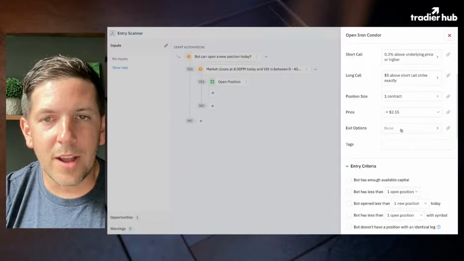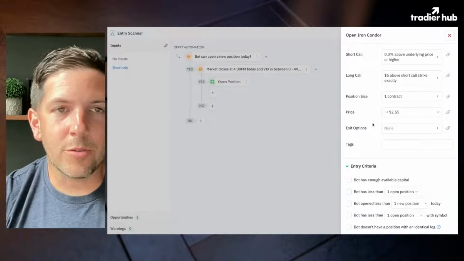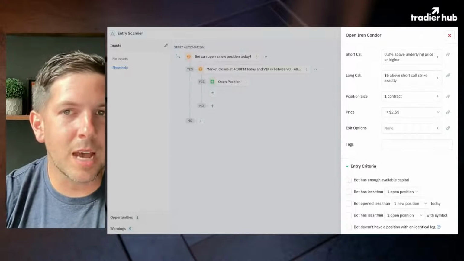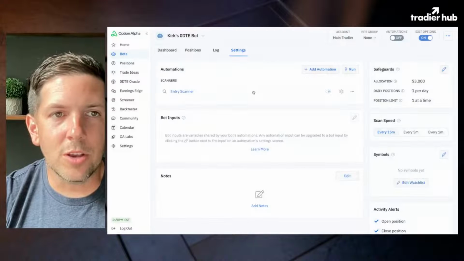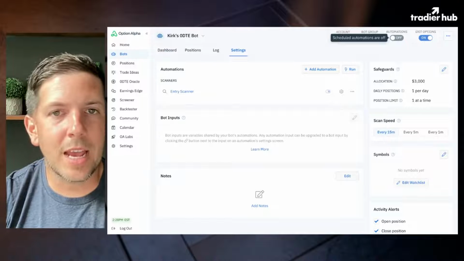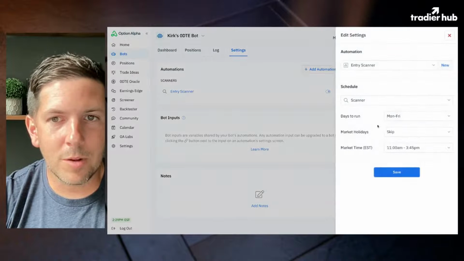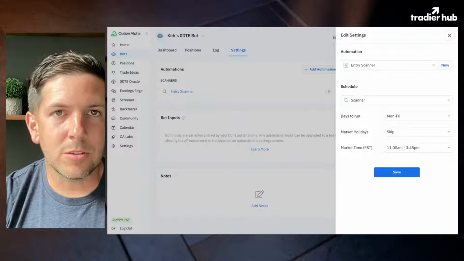You can also set your exit options if you want to, use some tags. It's all in here for you. It's kind of pre-built, and then you can build on top of it as you go. So it's really fun. You can do that inside of your bot. Once you're good to go, you hit save. Just turn this automation on. It runs all day, every day from 11:30, whatever it was, 11 to 3:45, looking for those opportunities inside of your bot.